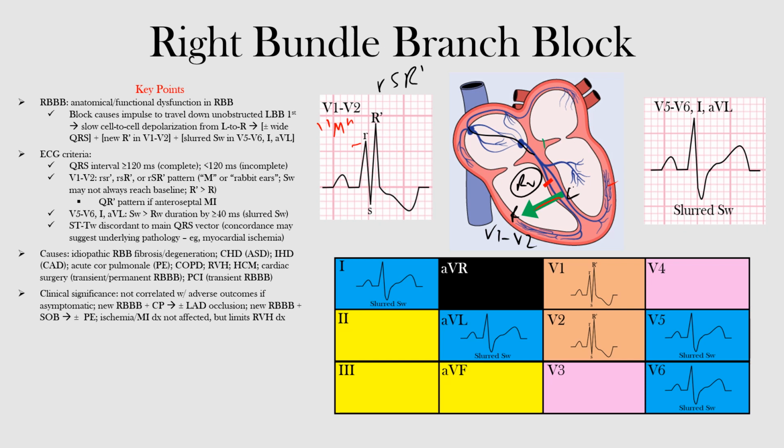I'll just erase that so you can see it. So this is our rabbit ears, or the M-shaped complex, coming from this vector that's heading towards those leads. And since we are here, a QR prime pattern that we can see also in these right precordial leads may suggest an anteroseptal MI.